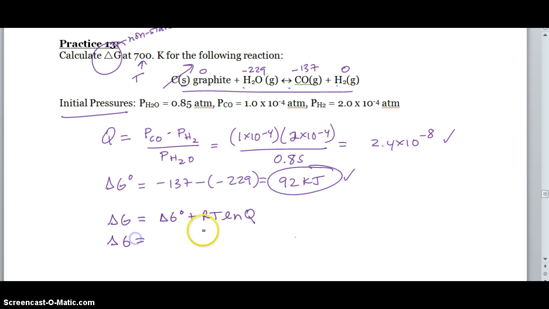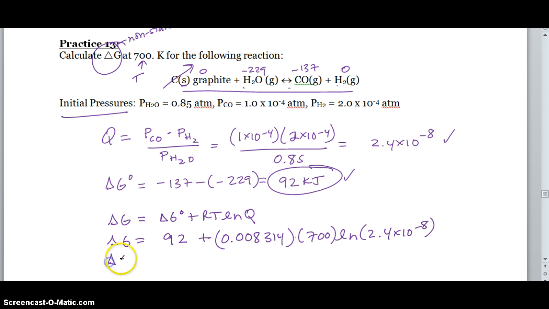So delta G is 92 kilojoules plus, okay, this R is in joules, not kilojoules. So I need to do 0.008314, or my other option is to change this to joules and make that 92,000, but one or the other has to change. Times my temperature, and then the natural log of 2.4 times 10 to the negative 8th. Alright, so we get a delta G of negative 10 kilojoules.